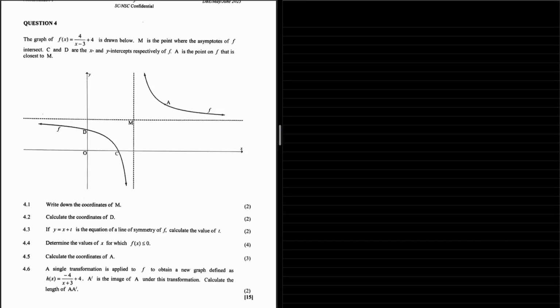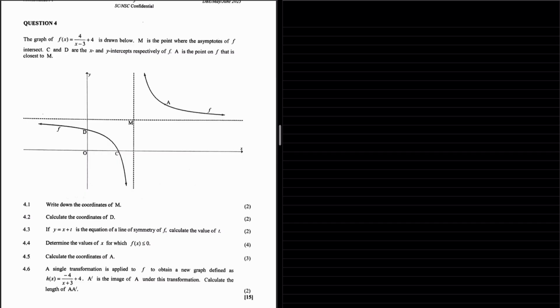Let's take a look at some of these functions questions. Question 4 reads: the graph of f of x is equal to 4 divided by x minus 3, plus 4, is drawn below. M is the midpoint where the asymptotes of f intersect. C and D are the x and y intercepts respectively. A is the point on f that is closest to M. Okay, so they start off with some easy questions.